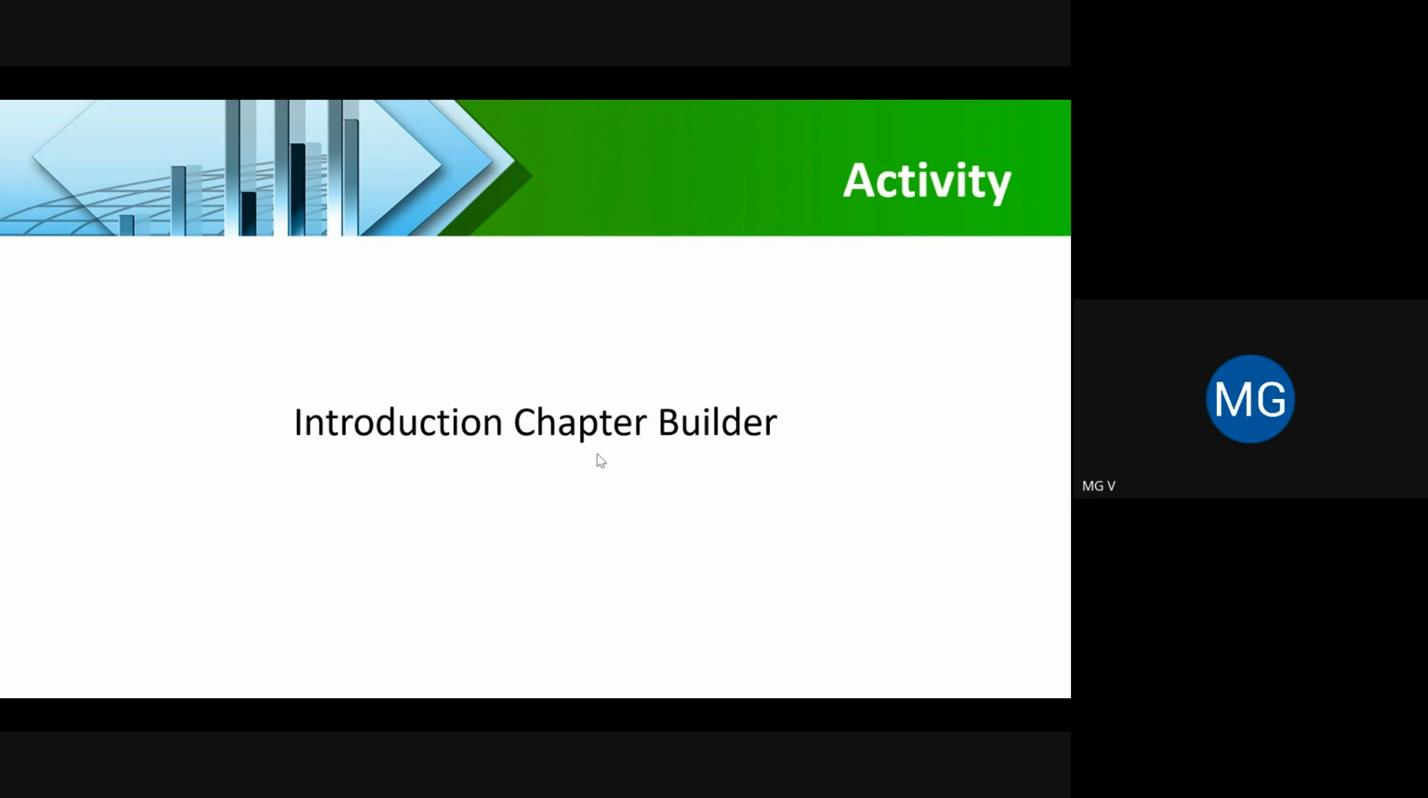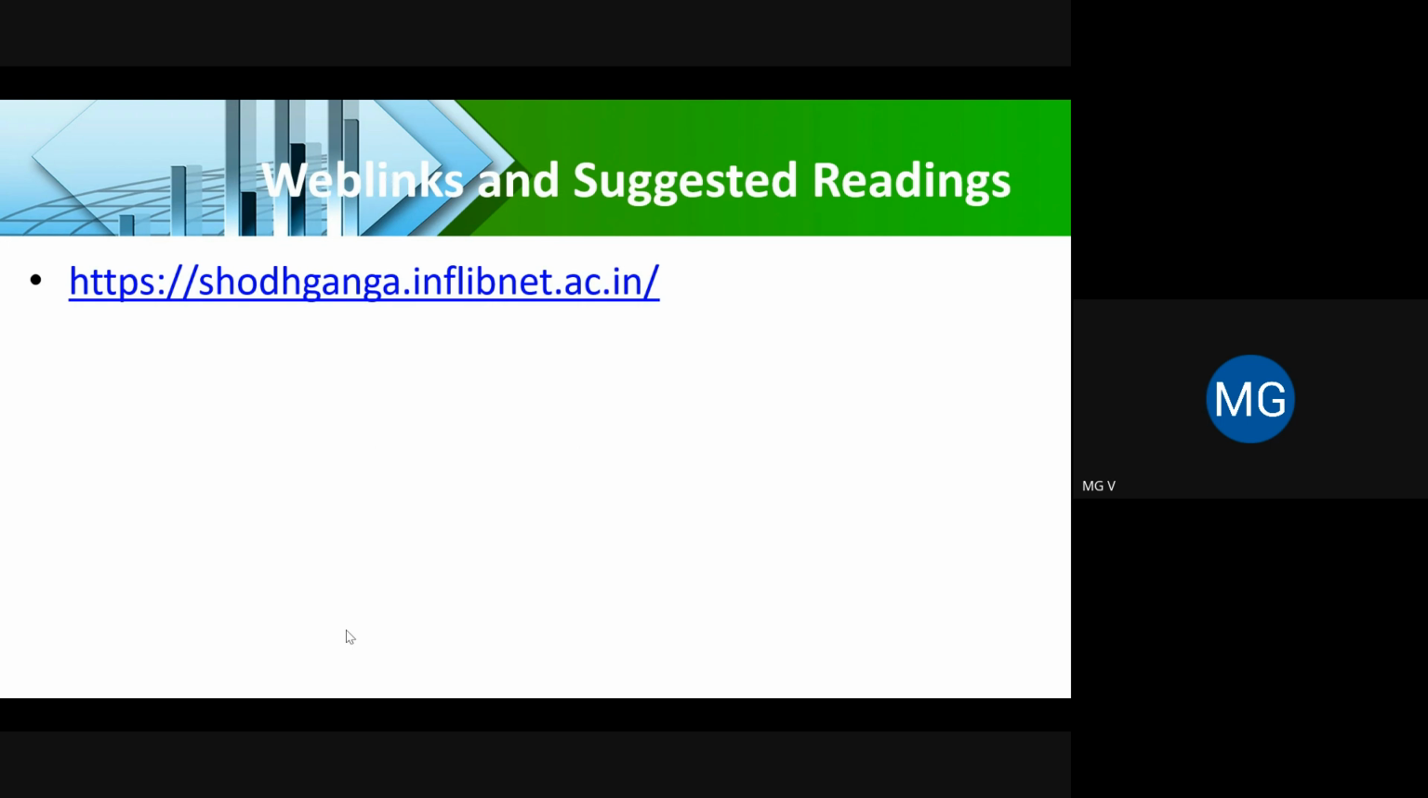So what will be the flow of this chapter? It is a pyramid. At the base, we will have a broad background, then a narrow problem, then objectives, then significance, and then chapter structure. Let me repeat: broad background, narrow problem, objectives, significance, and chapter structure. So this is how you can build your introduction chapter. I hope I am able to clarify.